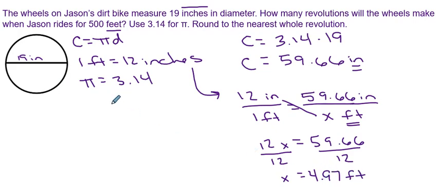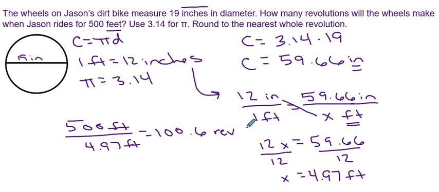So if we're trying to figure out how many revolutions are in 500 feet, all we're going to do is take our 500 feet and divide it by the distance for 1 revolution. So 500 divided by 4.97 is equal to 100.6 revolutions. Our closest answer here was 101 revolutions.